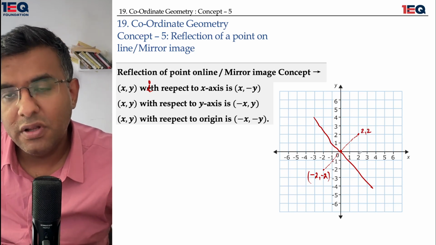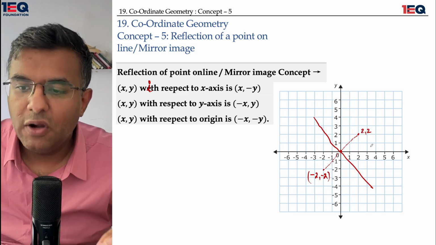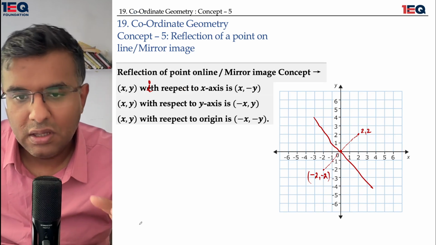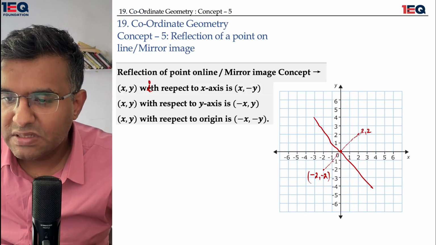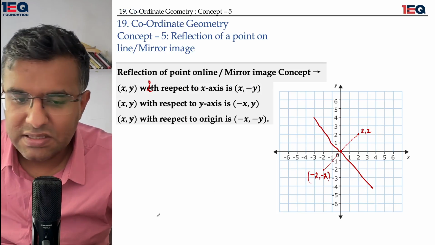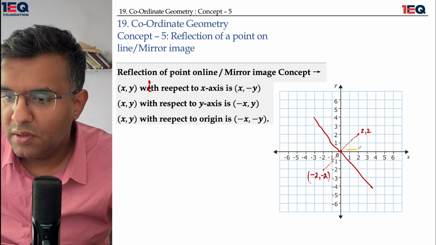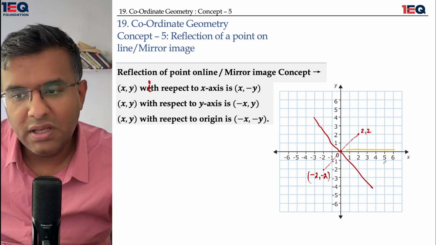The signs would change. But if I talk about a mirror image which is with respect to the x-axis, that means the mirror is lying somewhere here. The mirror is lying somewhere here on the x-axis.